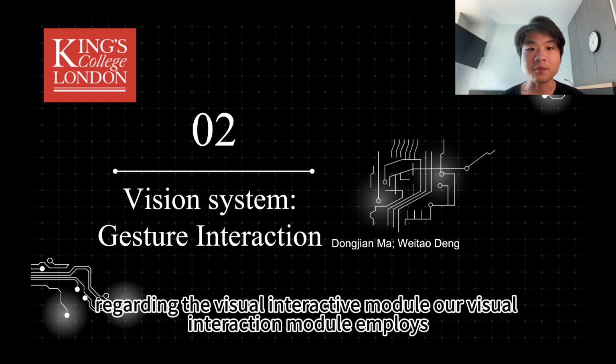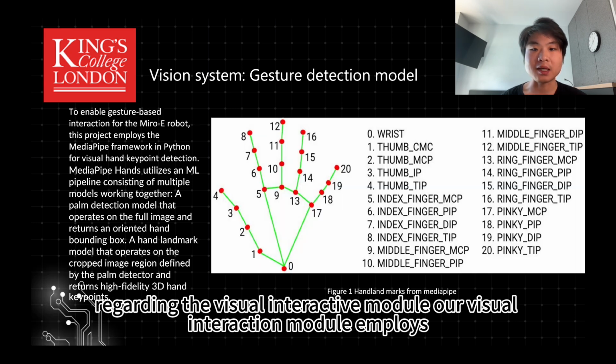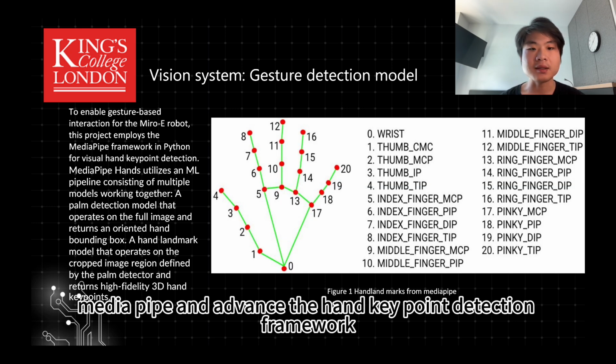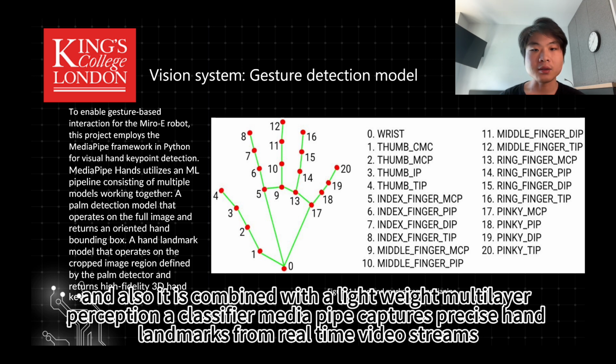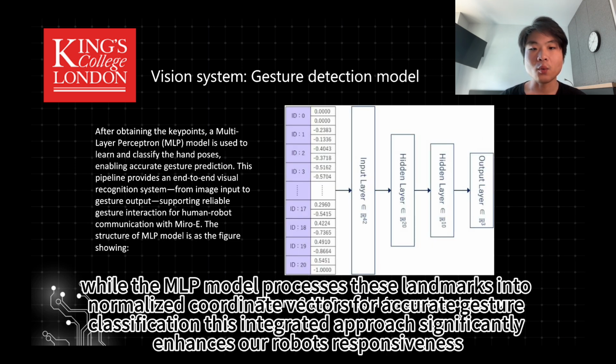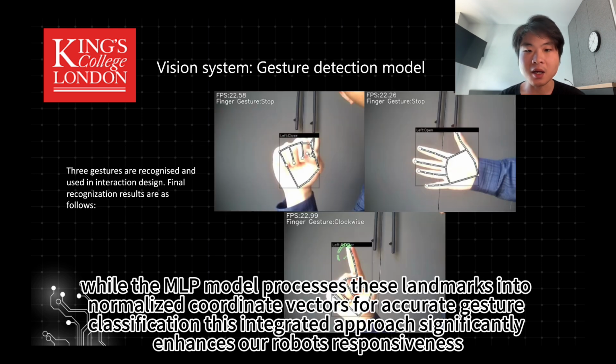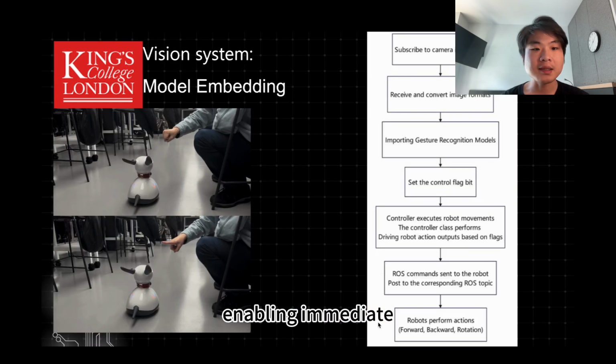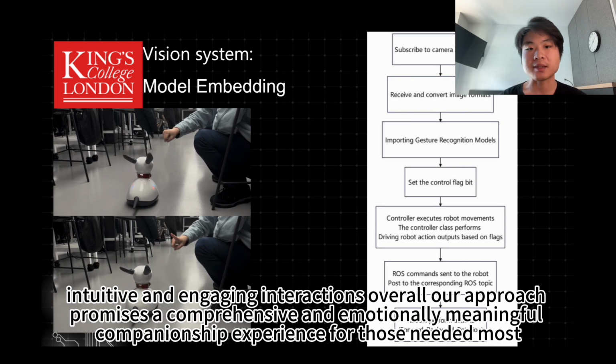Regarding the visual interaction module, our visual interaction module employs MediaPipe, an advanced hand keypoint detection framework, combined with a lightweight multi-layer perceptron classifier. MediaPipe captures precise hand landmarks from real-time video streams, while the MLP model processes these landmarks into normalized coordinate vectors for accurate gesture classification. This integrated approach significantly enhances our robot's responsiveness, enabling immediate, intuitive, and engaging interactions.